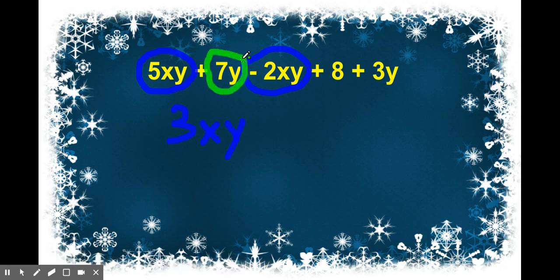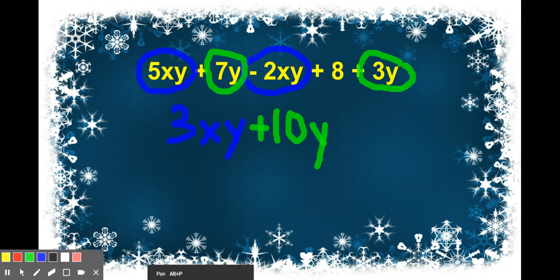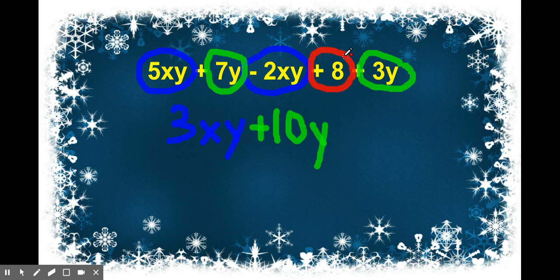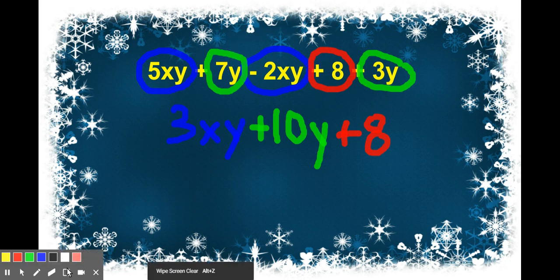Then I go ahead and I take a look at my second term. I have a positive 7y. Then I look and I say, okay, do I have any other y's? Well, here I have a positive 3y. So 7y plus 3y will give me 10y, a positive 10y. And then lastly, I have a constant, which is a positive 8. I have no other constants to combine it with, so I just write my plus 8.